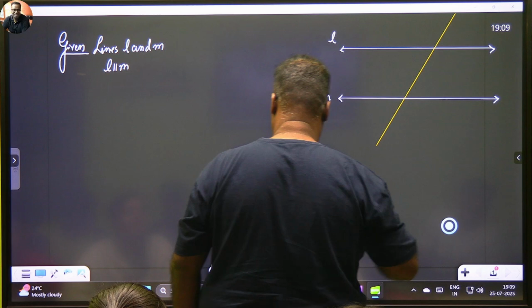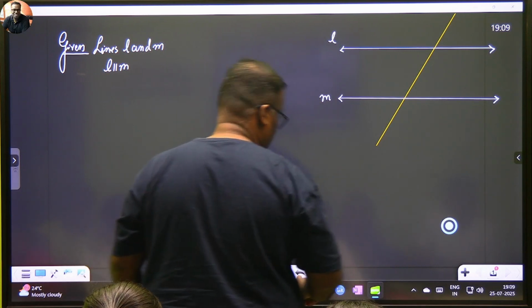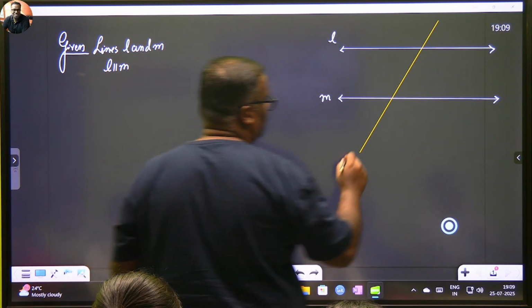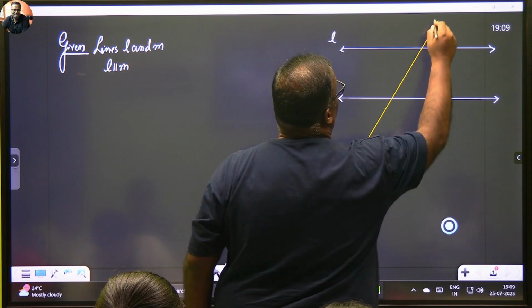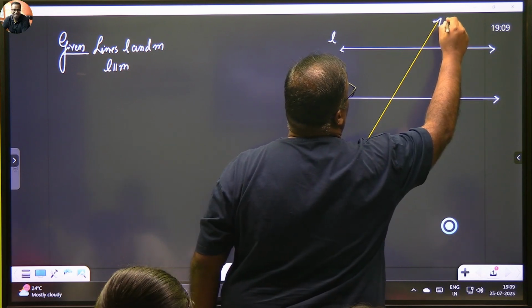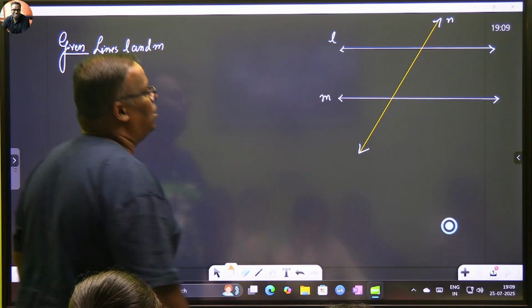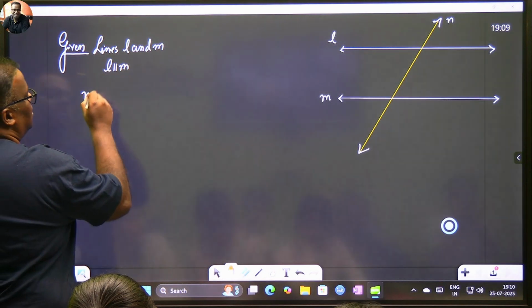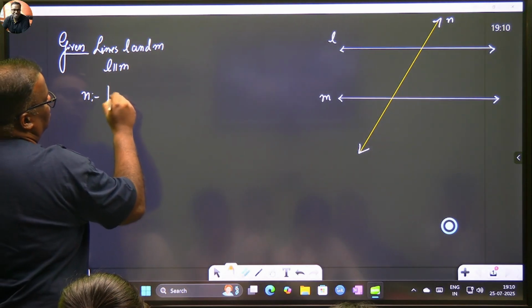Then such a line is called a transversal. We call this a transversal. Let's say this is the line N. So N is known as the transversal.